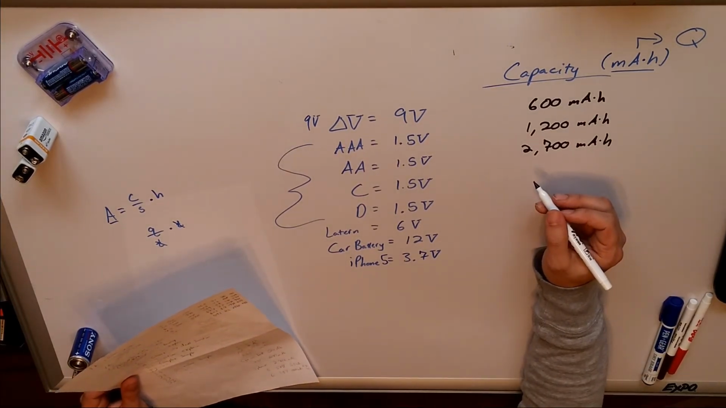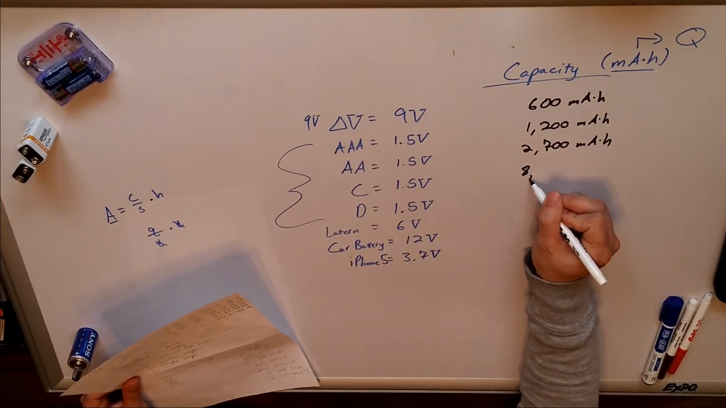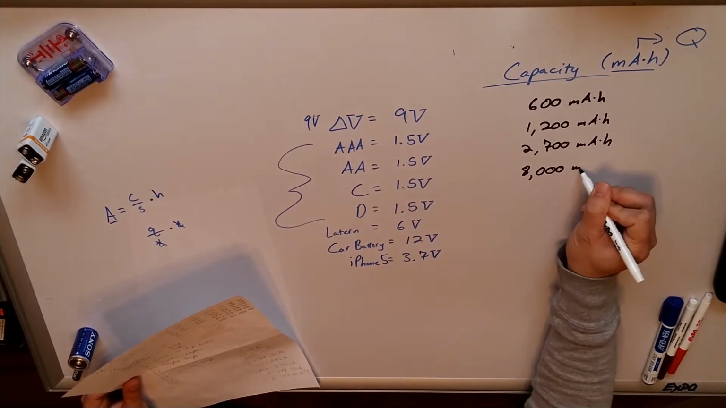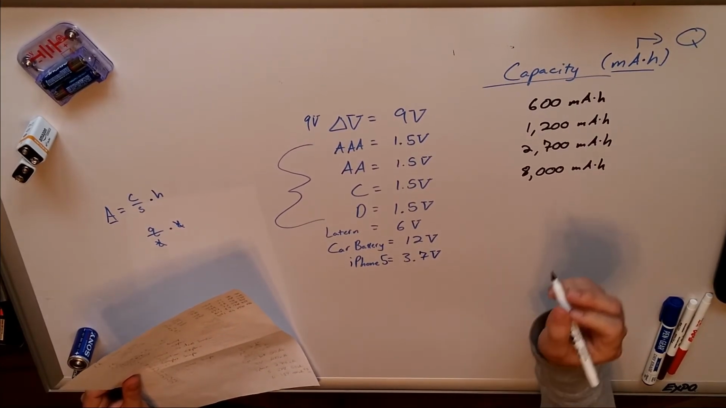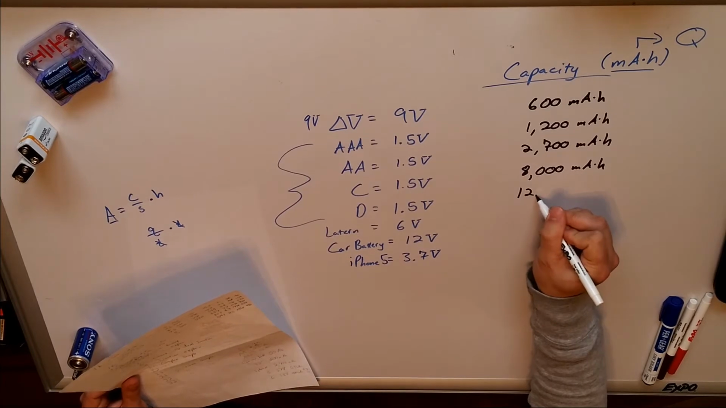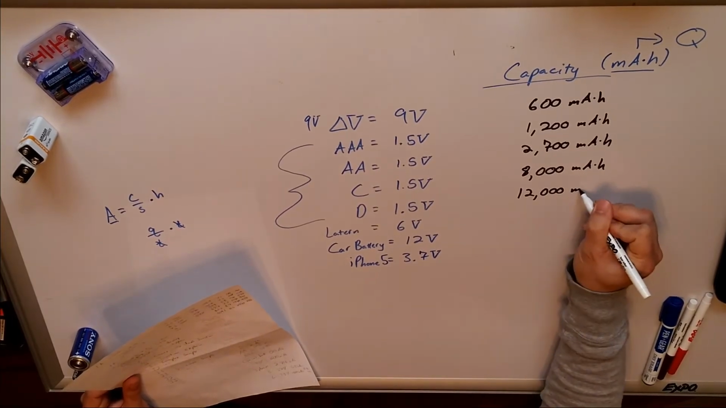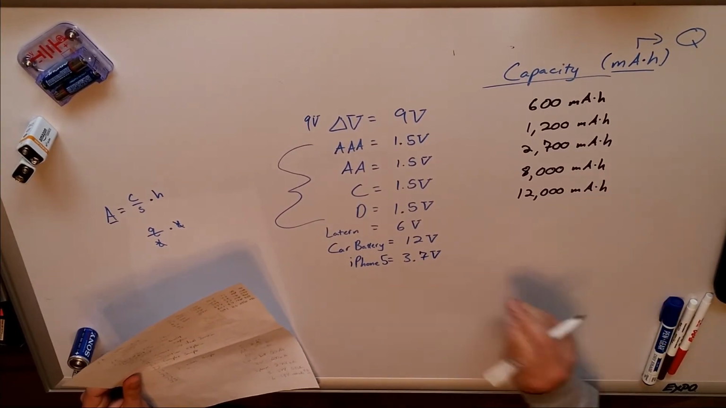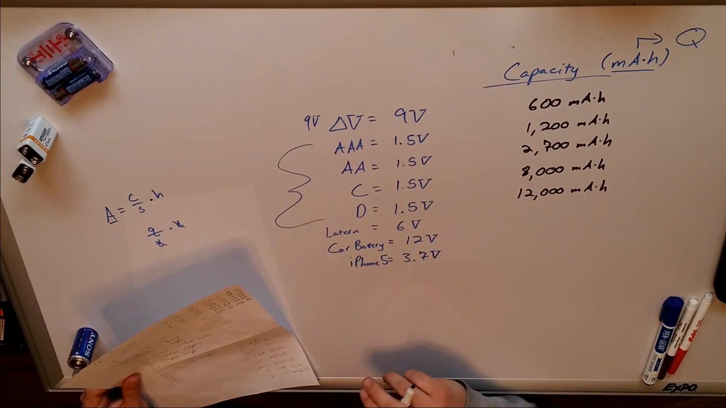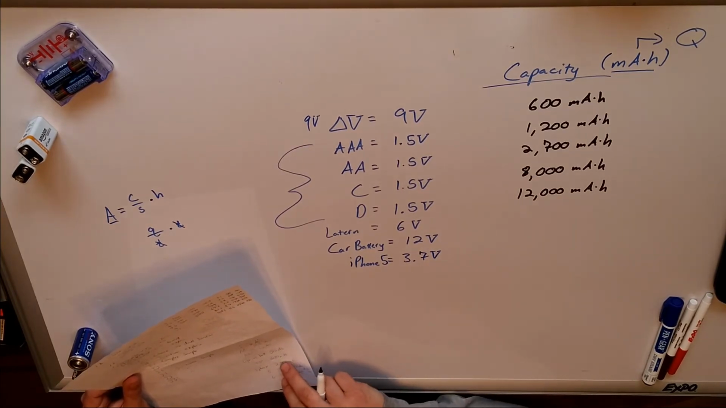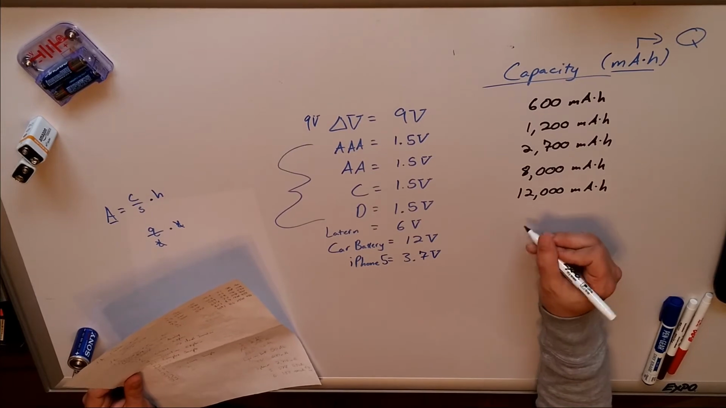So the C-size battery, 8,000 milliamp hours. D-size, 12,000 milliamp hours. Let's see, for the lantern battery, did I actually write that one down? I don't think I got a capacity on that one. I feel kind of bad. We'll skip over that. We've got plenty to take a look at.